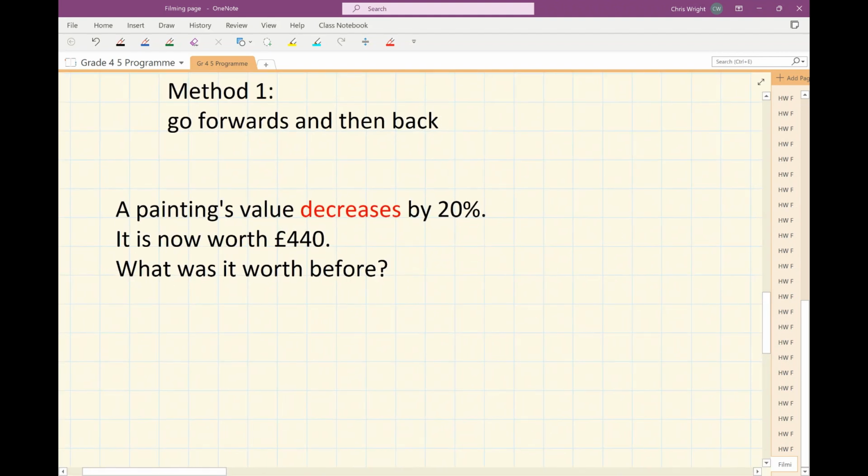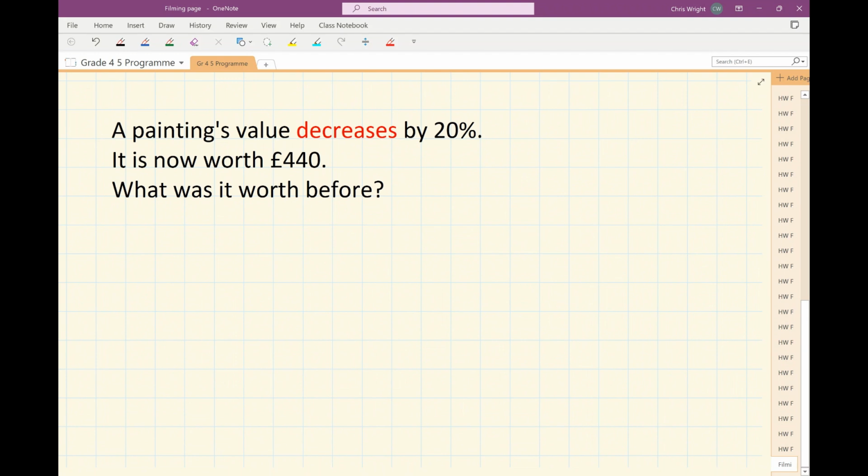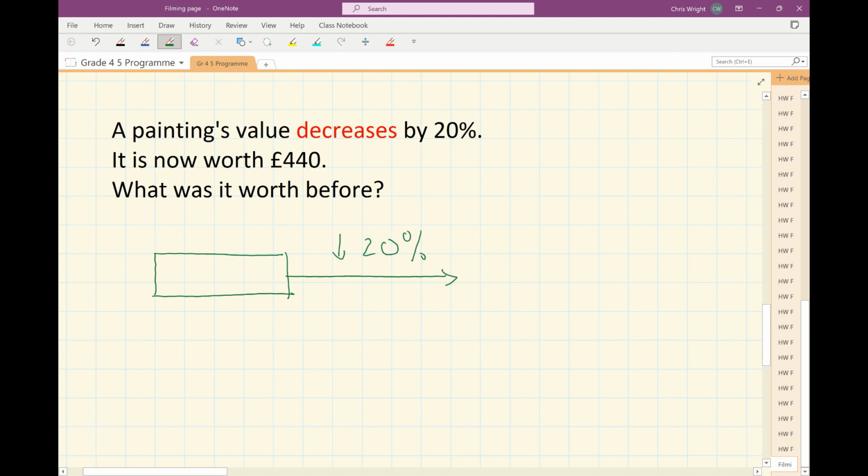Right, here's the question. A painting's value decreases by 20%. It's now worth £440. What was it worth before? Well, if we were going forwards, we would have the original value, and then we would decrease that by 20%. How do you do that? You multiply by what's left, 0.8. And then we would end up with 440. So that's what it would be like if we were going forwards.